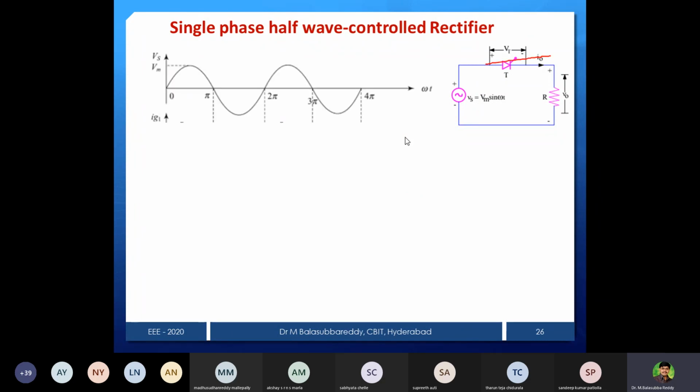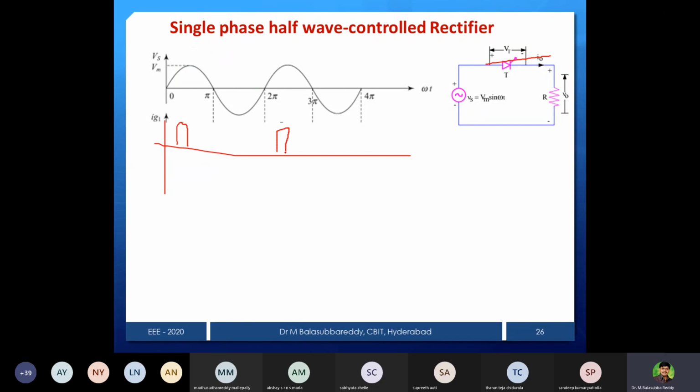Now we'll see the waveforms, which are very simple. As usual, the supply is an AC supply, Vs, that is Vm sin omega t. And now you have to provide the firing pulses. I will show the pulses like this. I want to give the pulse at an angle of 30 degrees. In the negative half cycle, reverse bias, we don't require any pulse.